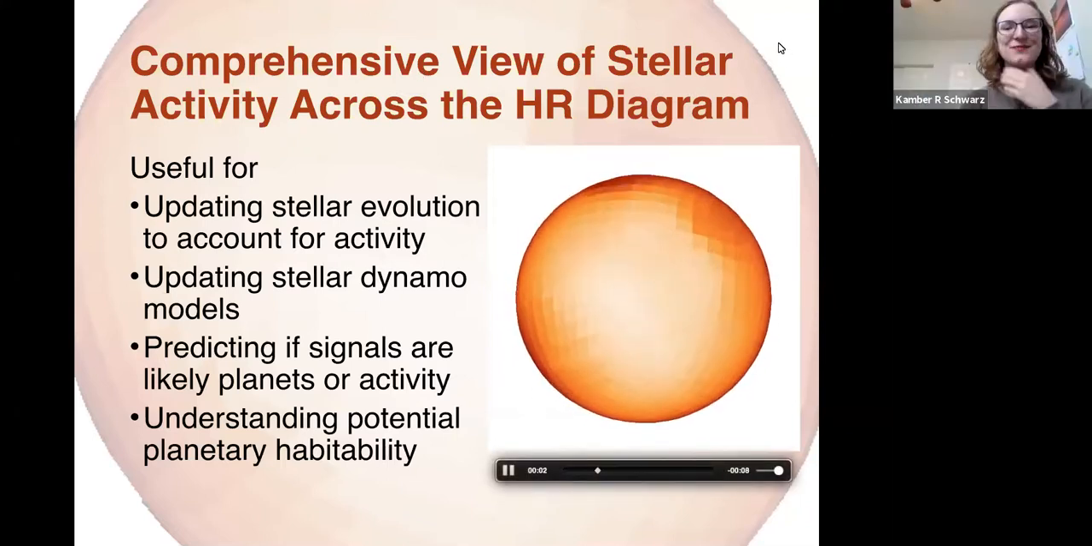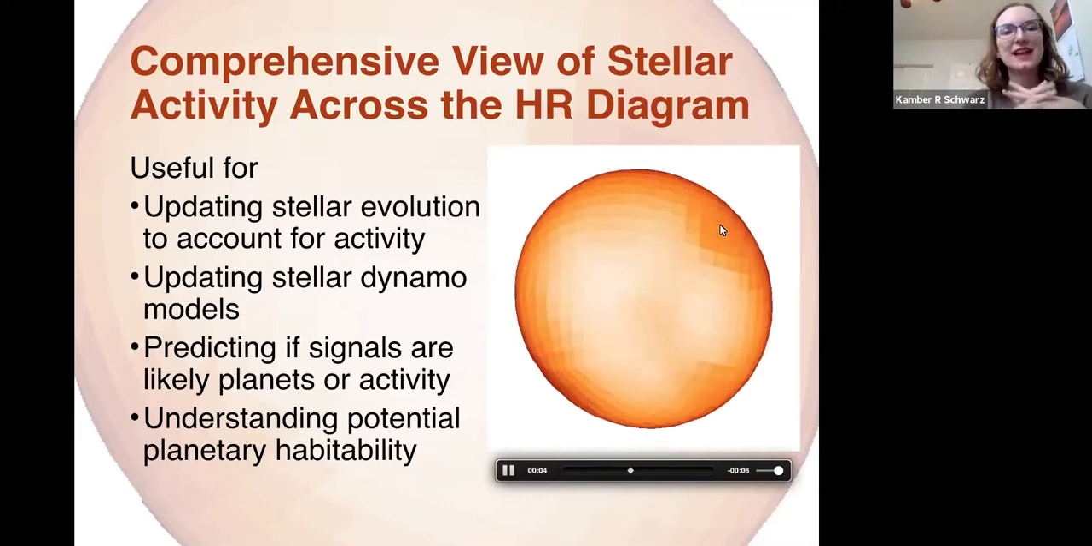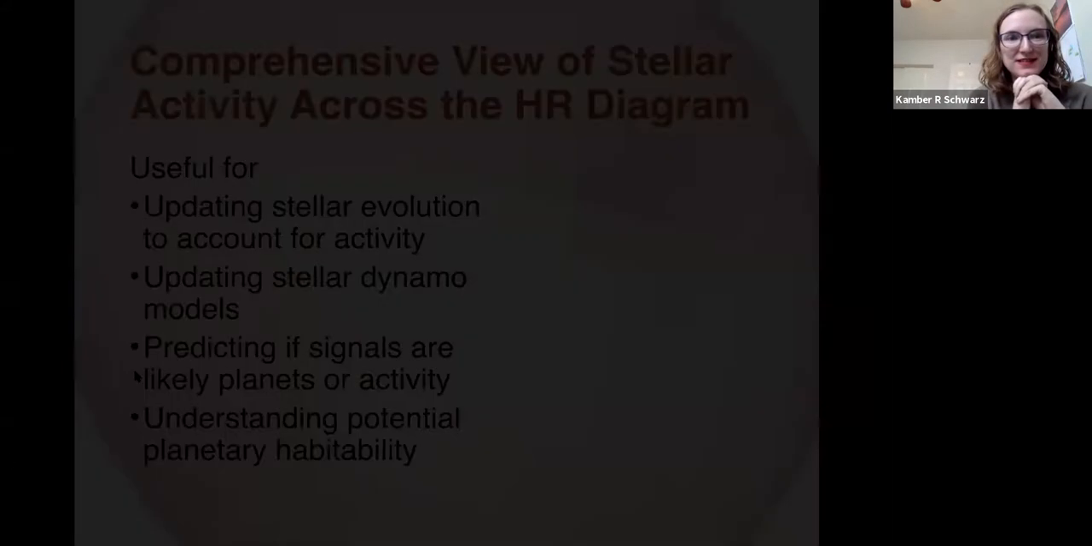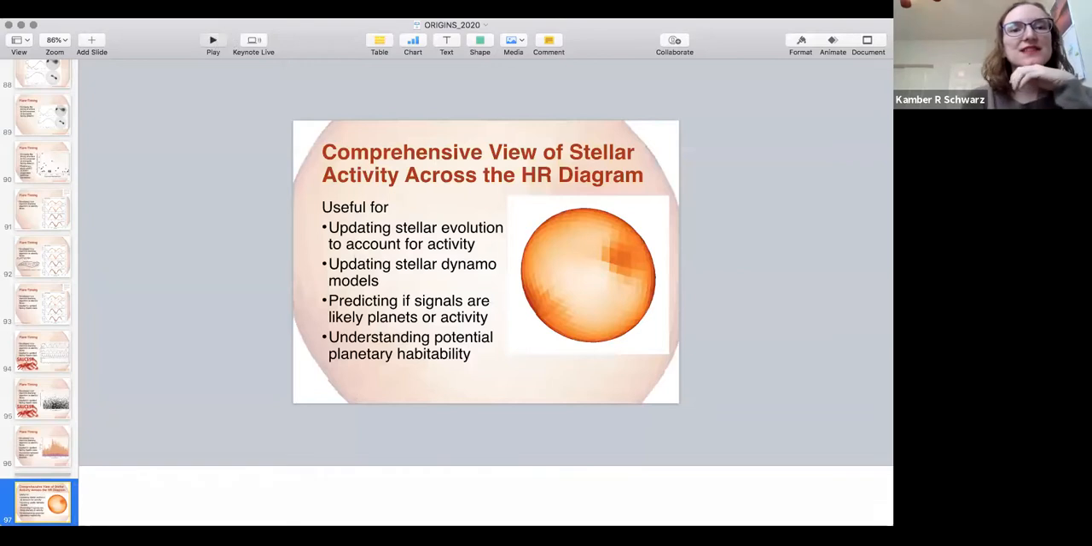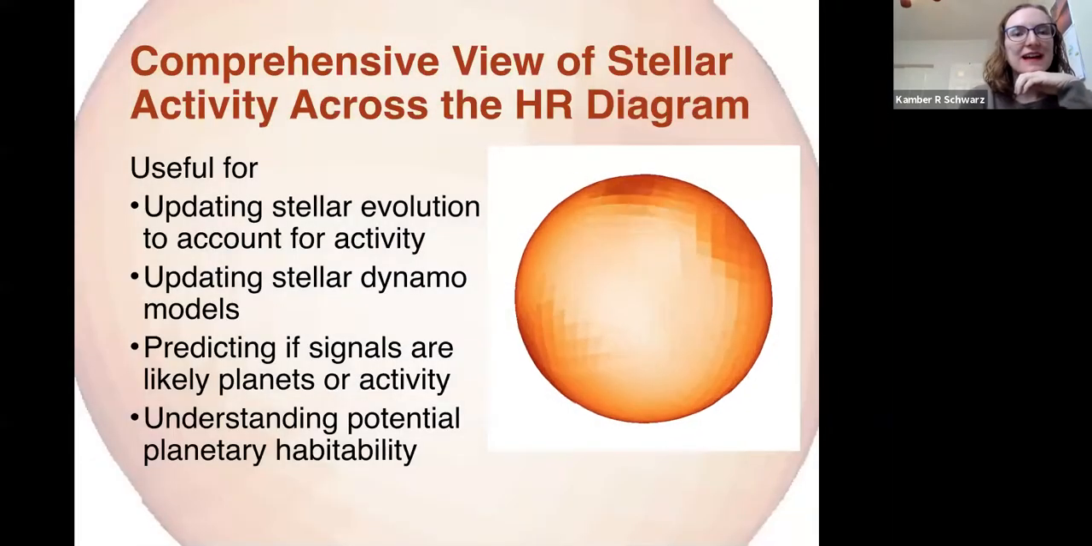All right, thank you so much. I think it's just amazing that we can actually resolve these star spots and watch them as they move across the star. Why?